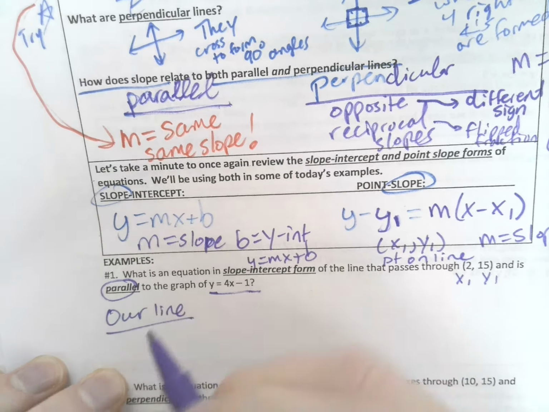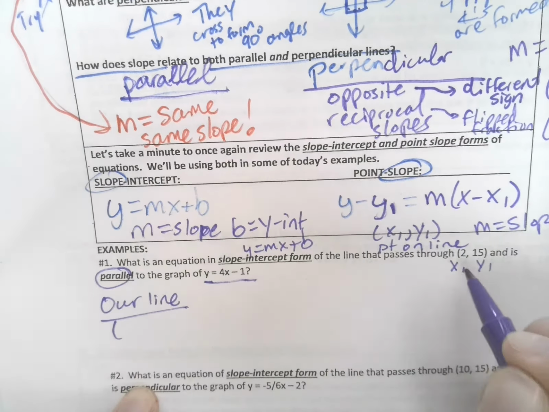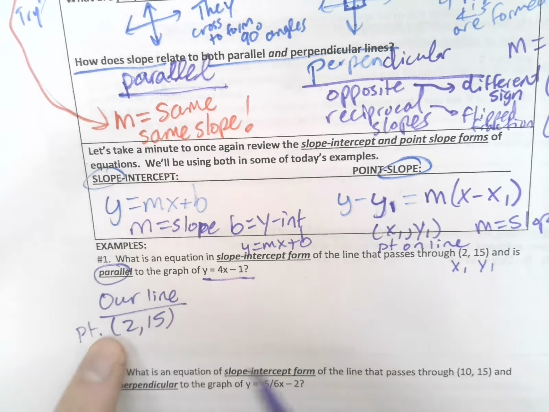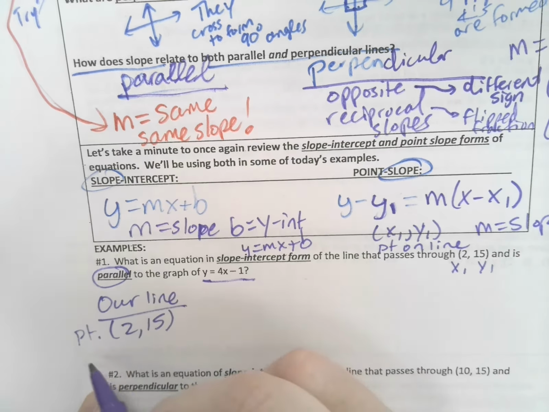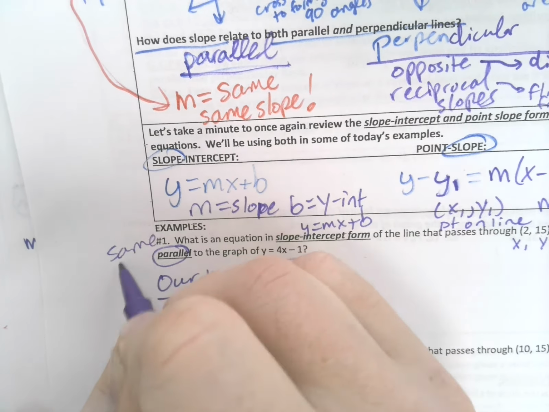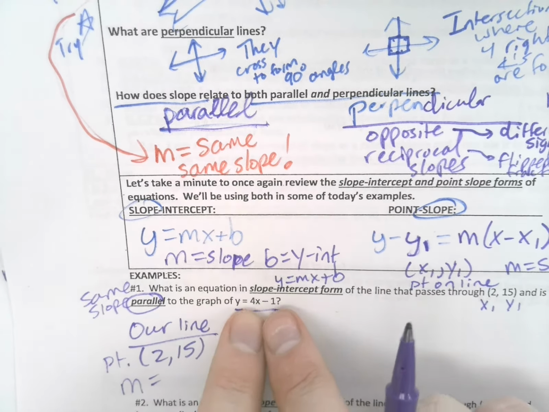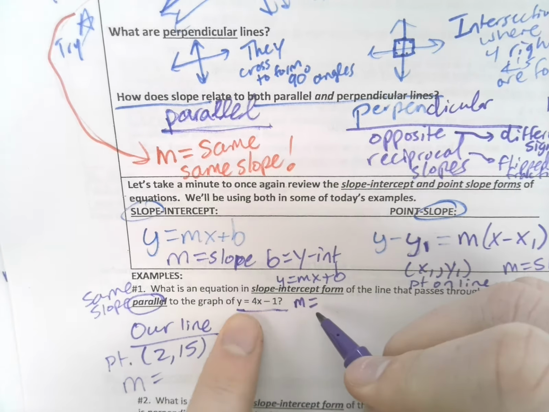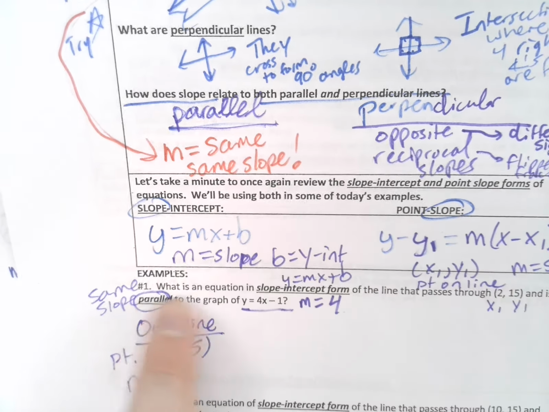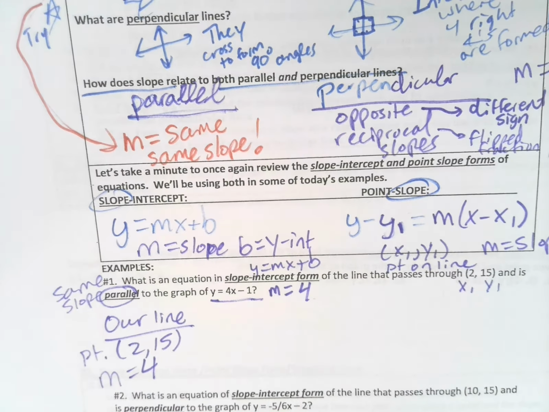So what do we know about our line that we're creating? Well, we know it's going through the point 2, 15. That's a point on our line. We also know that the slope is parallel. Wait a minute. Parallel means same slope. Remember that? So what's the slope of this one? Y equals mx plus b. Oh, the slope of this is 4, which means if our line is parallel to that, it has the same slope, so our slope is going to be 4.